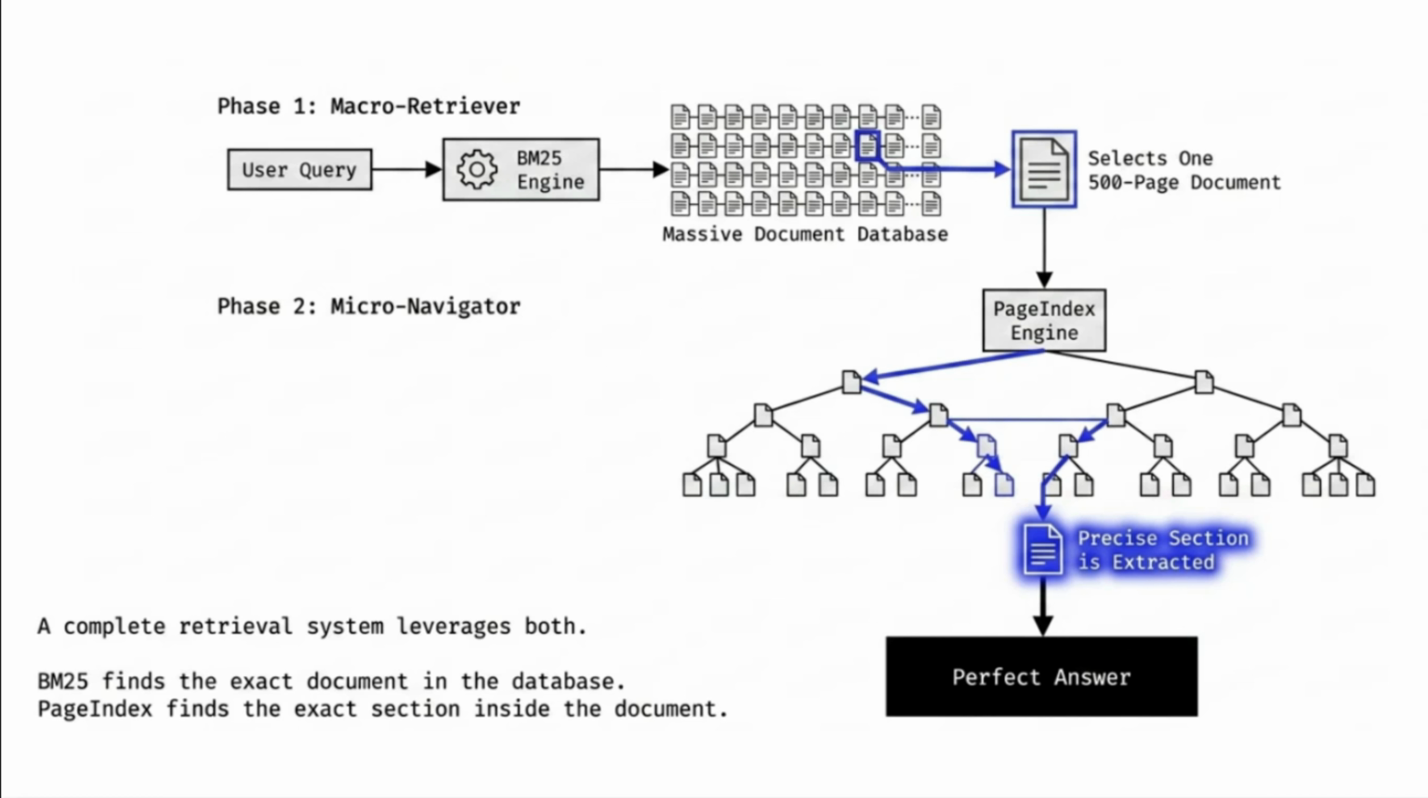And remember, BM25 and page index are not competing with each other. They solve different problems. BM25 finds the right document and page index finds the right location inside the document. And that is the foundation of the retrieval system we are building.